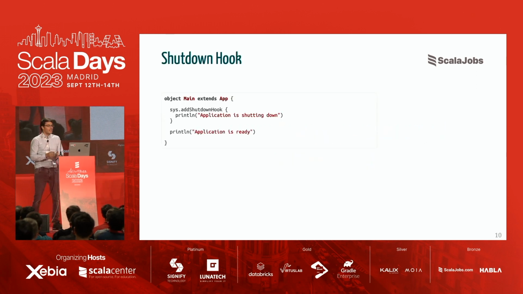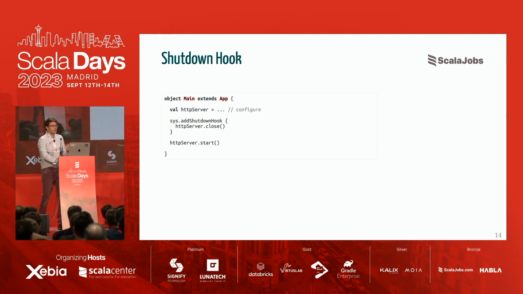Solution number one is a shutdown hook. A shutdown hook is something from the Scala standard library. You can say sys.addShutdownHook, and you can pass a block of code, and this block of code is going to be registered, and it will be executed when your application shuts down. It can be useful for, say, this HTTP server, because at the beginning of my application, I create my HTTP server, I configure it, then I register a shutdown hook to close it when the application shuts down, and then I can start the server. So it's quite convenient.